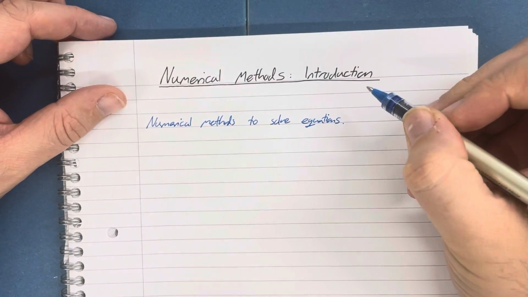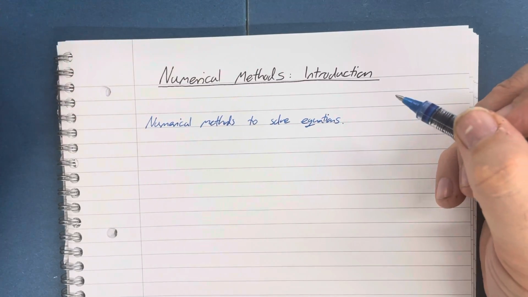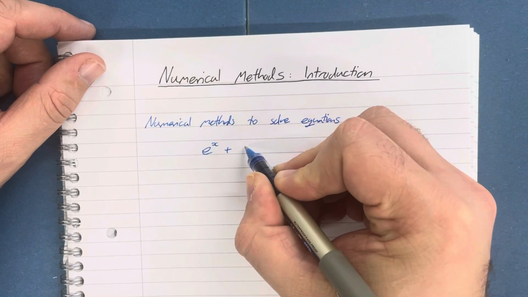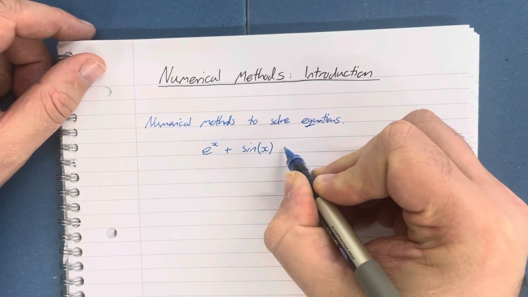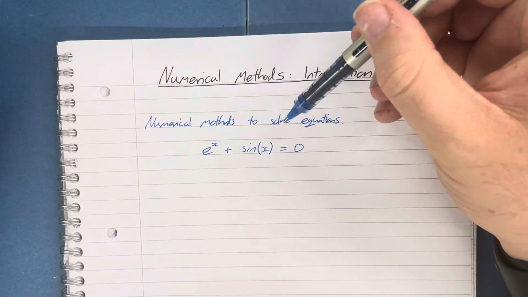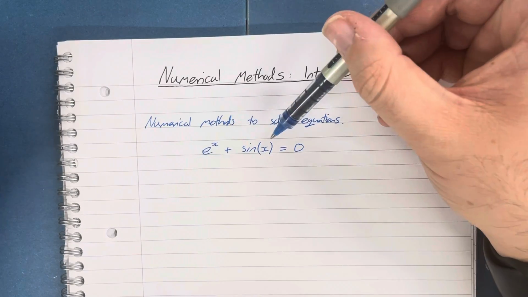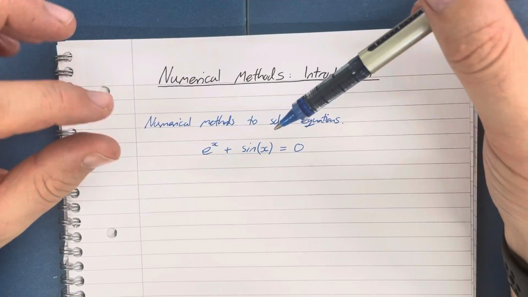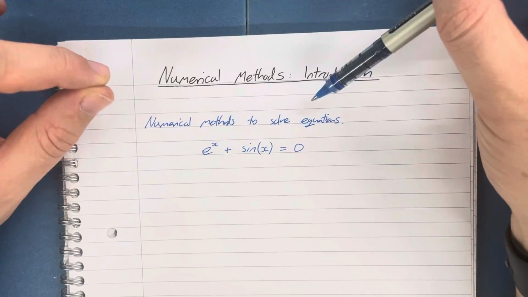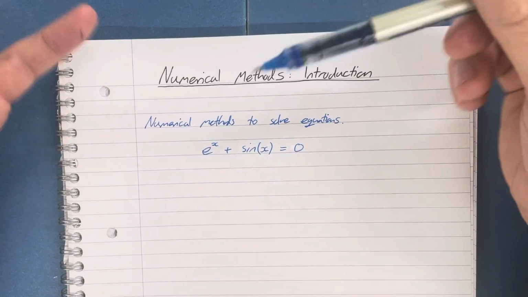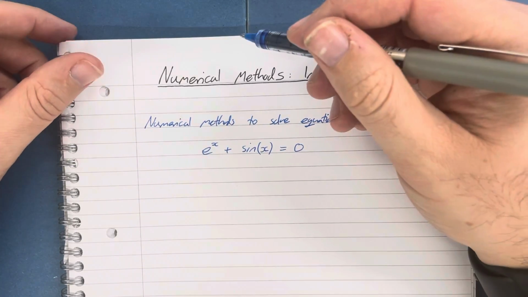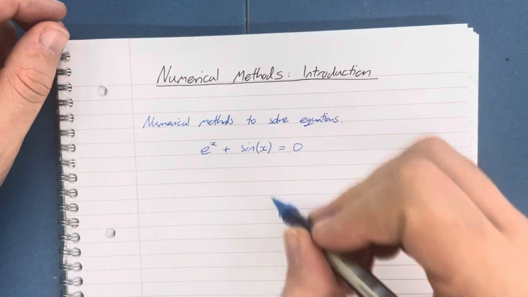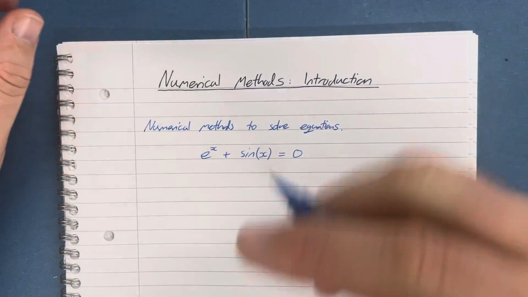Not every equation can be analytically solved, that is, you cannot necessarily make the unknown the subject. For example, if I have e to the x plus sine of x equals 0, how do I go about finding x values which satisfy this equation? You can't make x the subject, so we resort to non-analytical techniques, which is numerical methods. So this is exactly why we have to employ numerical methods when we have equations that can't be solved.